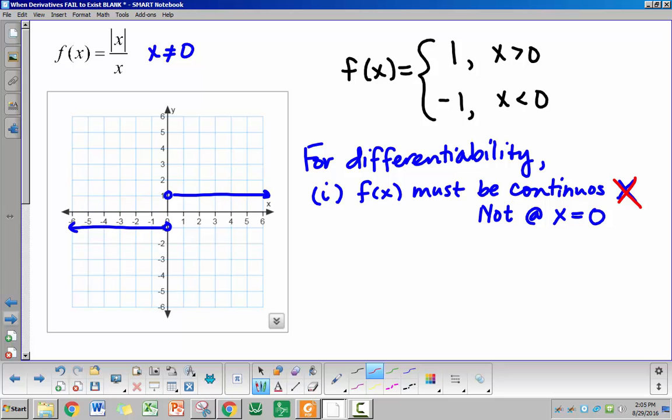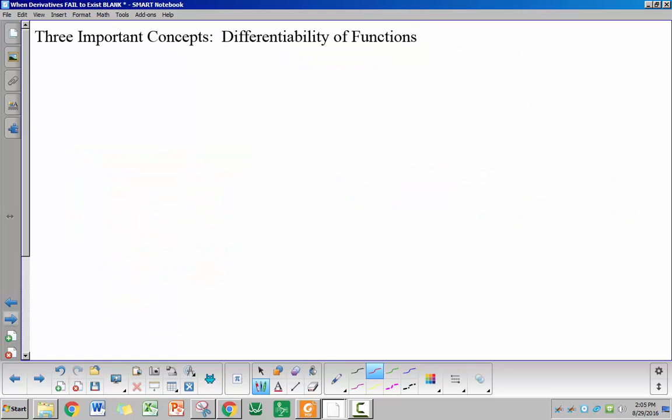So this is a discontinuity, right, if we're going to list them? So what are the 4 places where we're looking for derivatives to fail? Number 1, corners. Number 2, cusps. Number 3, vertical tangents. And number 4, any discontinuity. That's where they fail to exist.